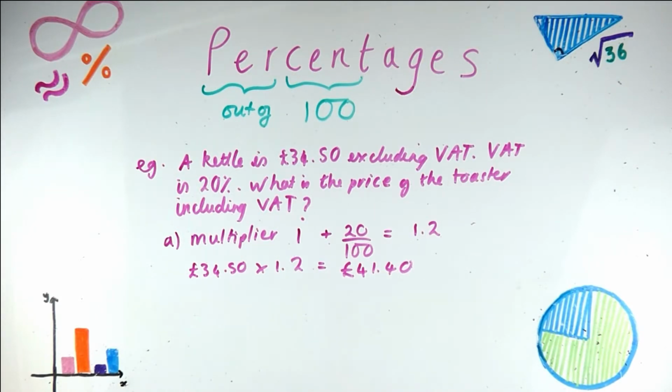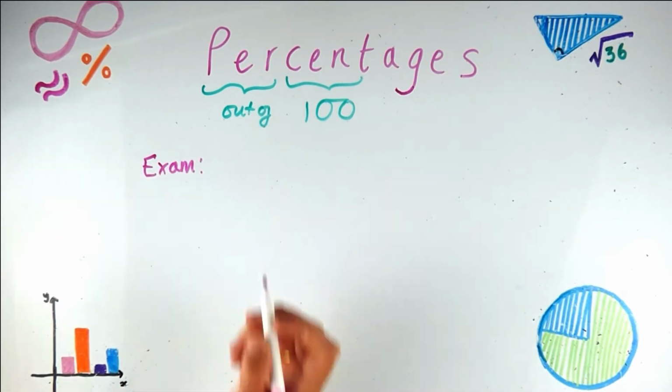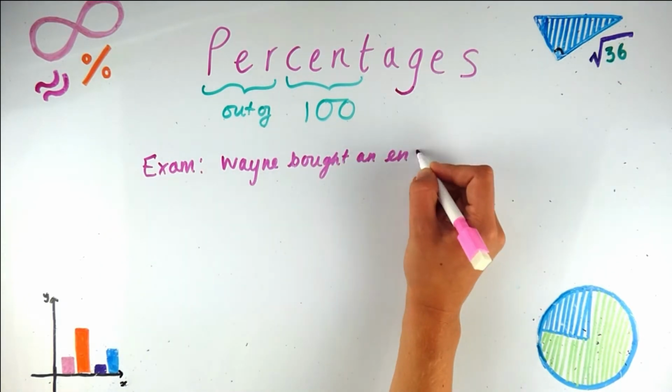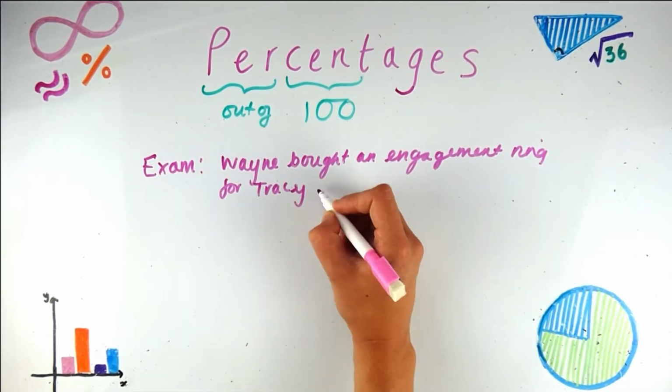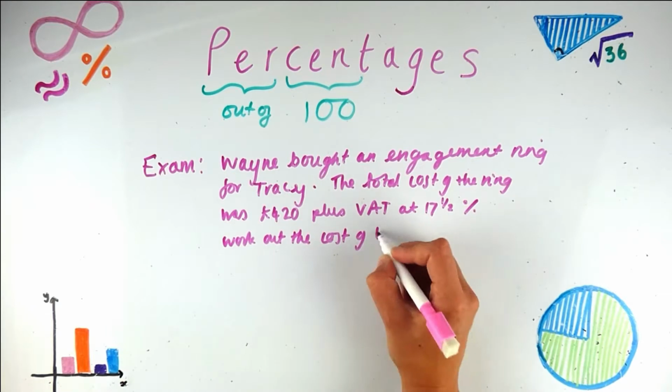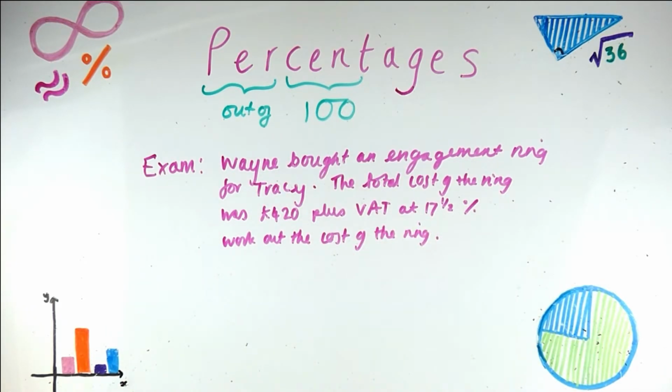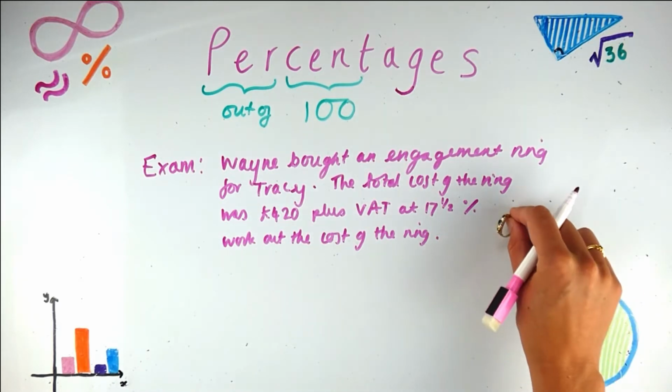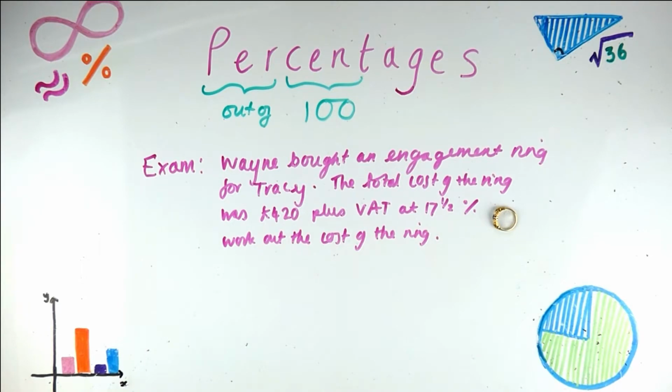Now I'm going to go through an exam question, which is very similar, but this one's been taken off an actual paper. Wayne bought an engagement ring for Tracy. Oh, cute. The total cost of the ring was £420 plus VAT at 17.5%. Work out the cost of the ring. We're going to have an engagement ring there for visuals.